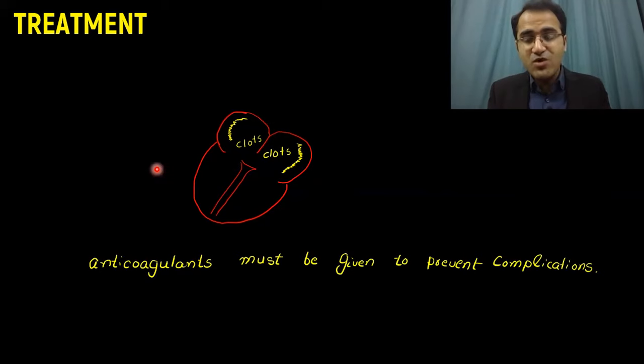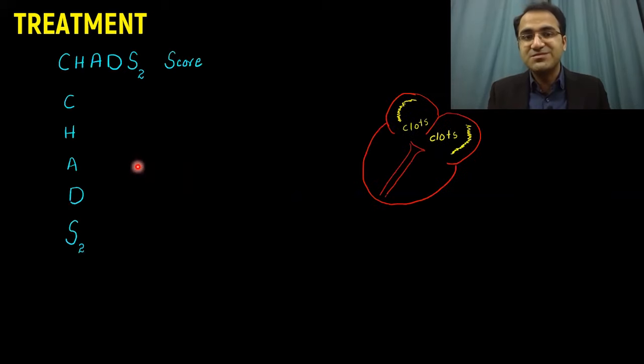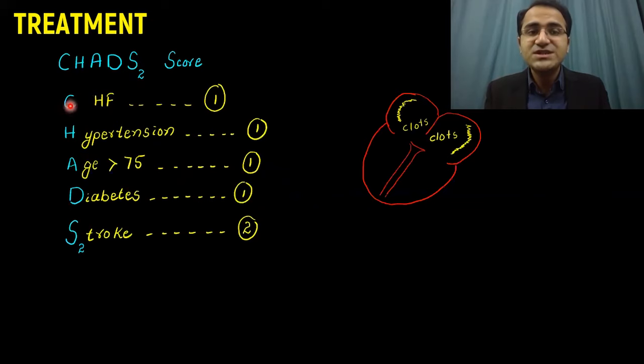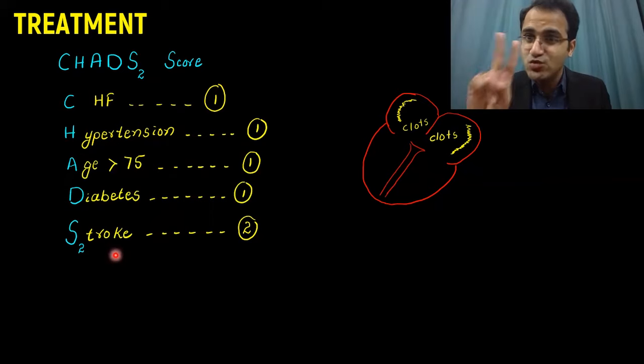How do you give anticoagulants? We have a scoring system called the CHADS-2 score. You score the patient and give anticoagulants accordingly. C for CHF: if the patient has congestive heart failure, 1 point. Hypertension, 1 point. Age greater than 75, 1 point. Diabetes, 1 point. A previous stroke gets 2 points because there is increased risk of a second stroke.